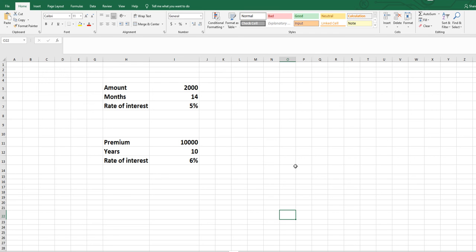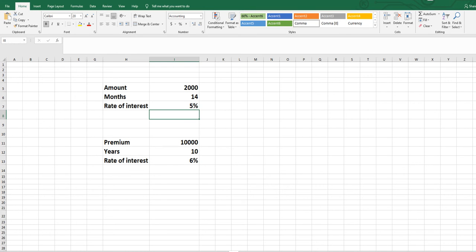In this lesson, I will explain to you how you can calculate future value by using Microsoft Excel. So here I have set two very simple examples. Suppose you are investing or you are saving $2,000 in your savings account per month for the next 14 months and the bank is offering you a 5% interest. So what amount will you receive at the end of 14 months?